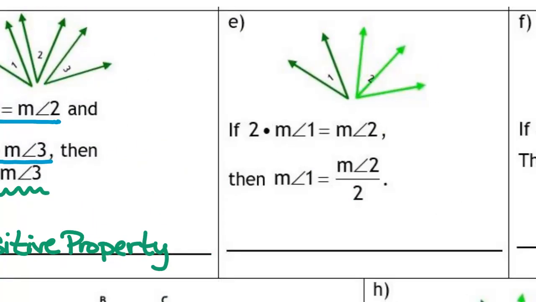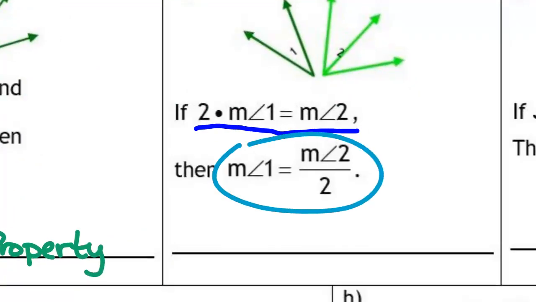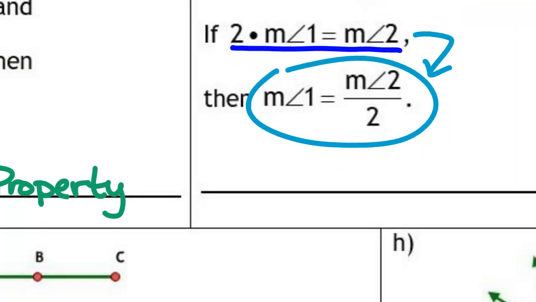All right, E. Here's my if. Here's my then. What changed? The 2. It moved. How did it move? It went from multiplication to division. So they did what to both sides? Did they multiply to both sides to move from one to the other, or did they divide? They divided on both sides. So this would be the division property of equality.